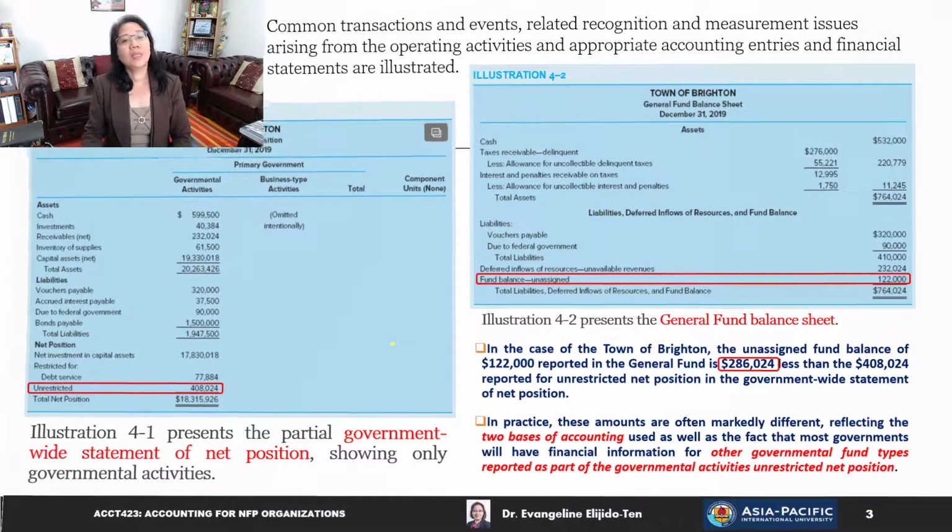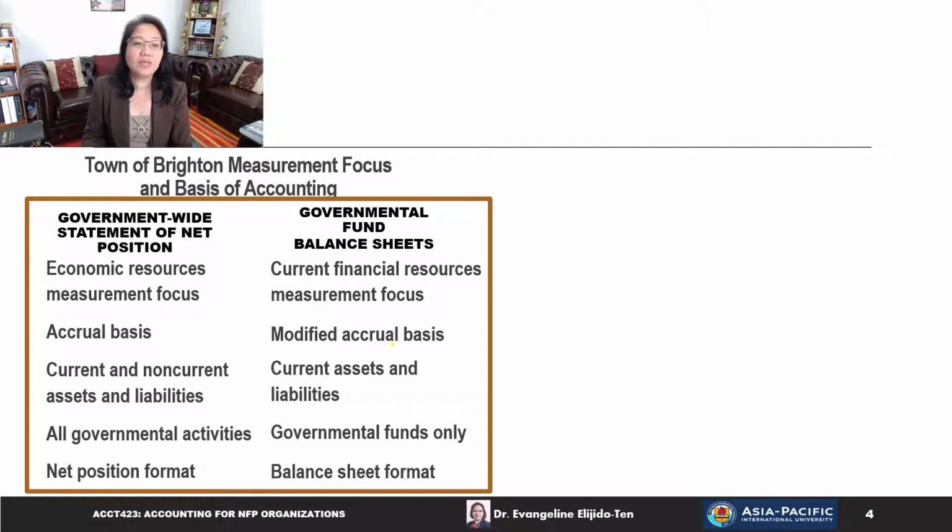All right? Just to recap, and before we go to the illustrative examples, I'd like to just point you back to the main differences between the government-wide statement of net position versus the governmental fund balance sheet. In terms of the focus, the government-wide balance sheet focuses on economic resources measurement, whilst the governmental fund balance sheet focuses on current financial resources. In terms of accounting basis, government-wide uses accrual, whereas the fund uses modified accrual basis.